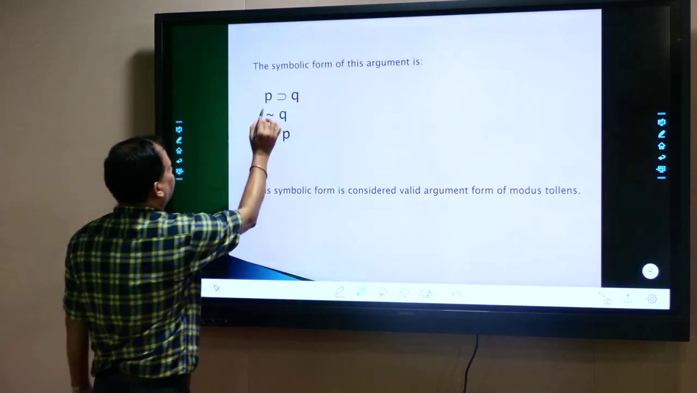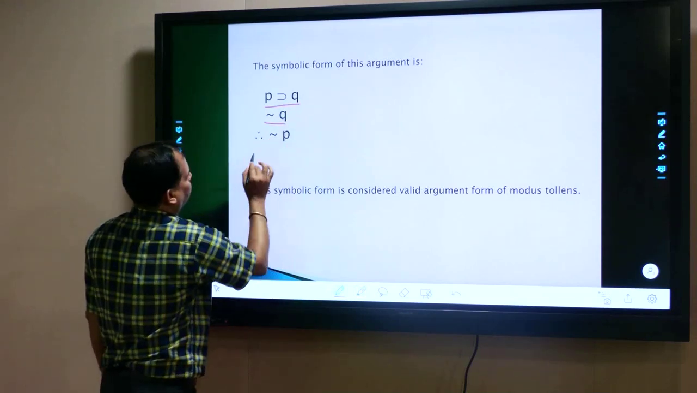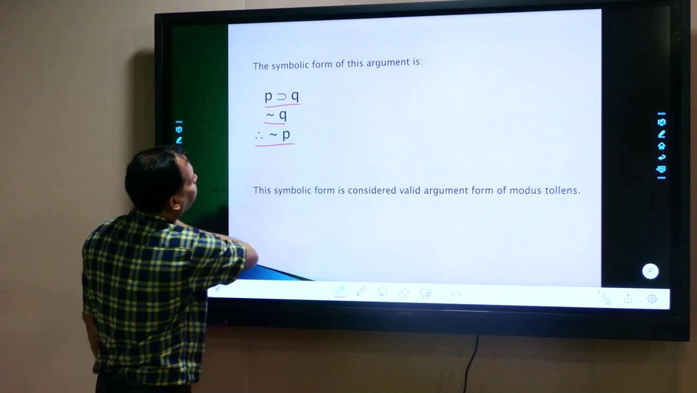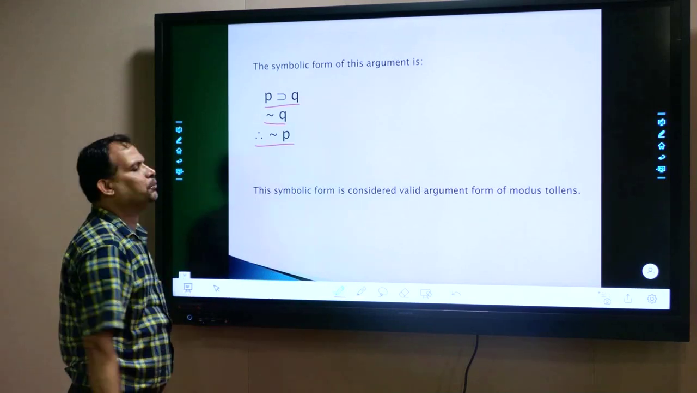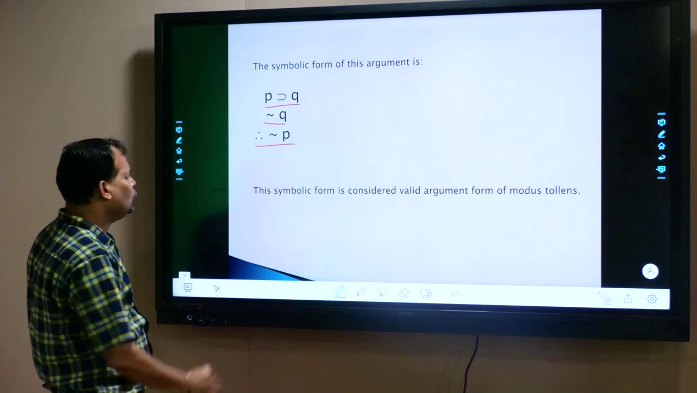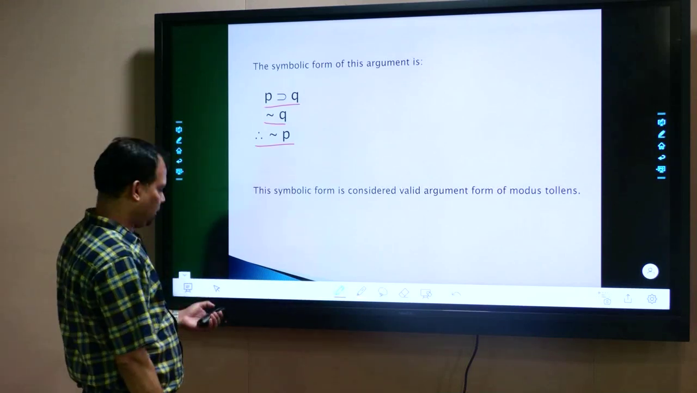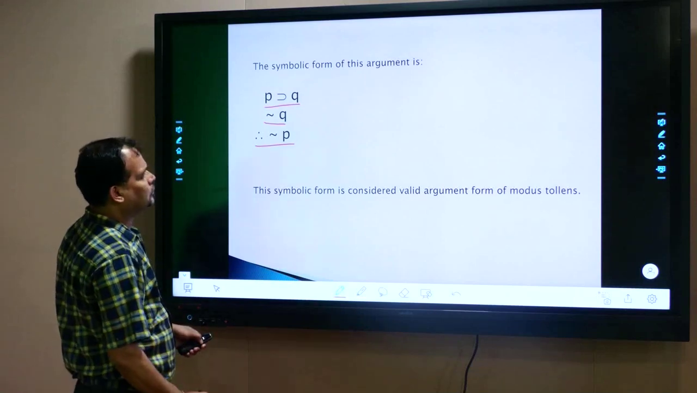P implies Q, negation Q, therefore negation P. This is the symbolic form of modus tollens. So this symbolic form is considered a valid argument form of modus tollens.